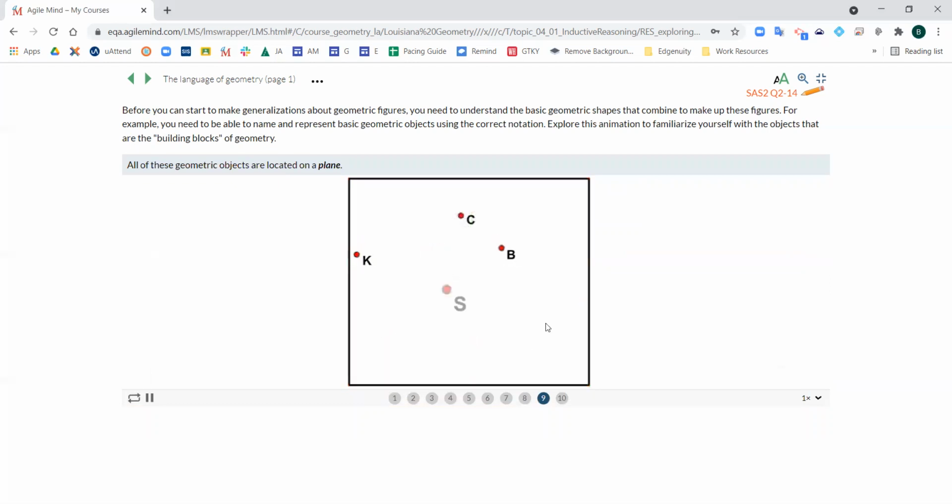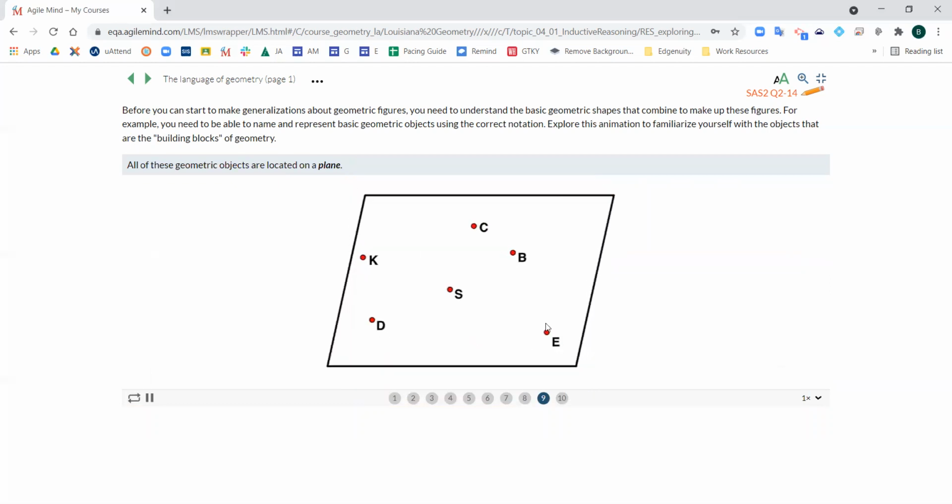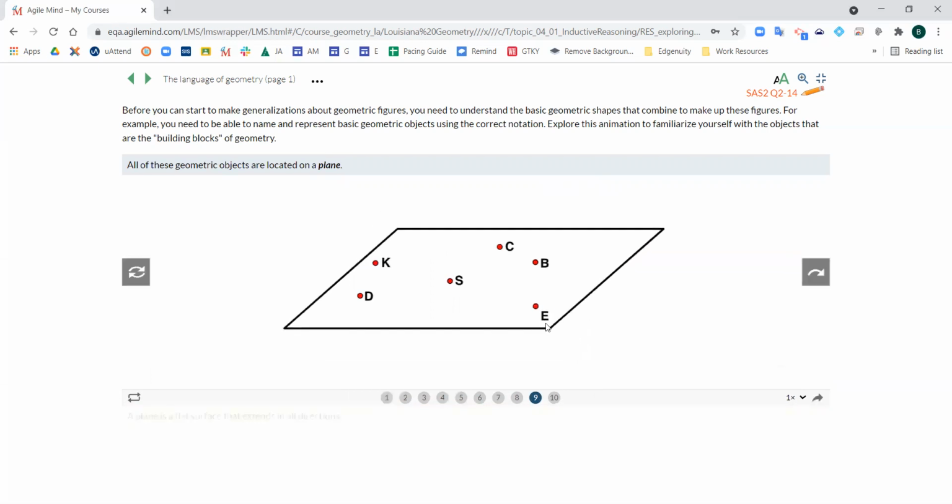And then all of these are going to be on a plane. And a plane is just any flat surface. They theoretically extend infinitely in all directions, but most of the time in geometry, when we're looking at planes, we're looking at just a flat surface. So you might be looking at a shape, a particular shape, or you're looking at the XY coordinate plane, which is where we graph all of our points.